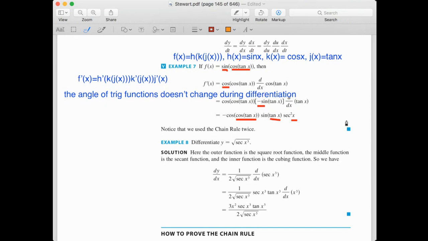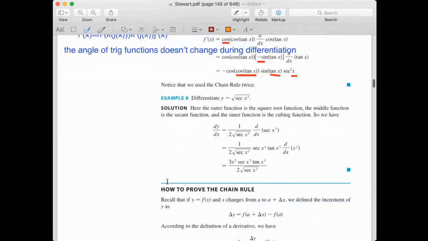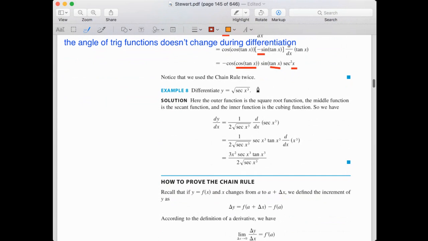Okay, any questions for this one? So you see composition functions can be finite and many, right? Okay, let's take a look at example 8. Differentiate y equals the square root of secant x cubed. Do we see 3 layers? The outside layer is a square root, the middle layer is a secant, the inner layer is a cube. Okay, let's just do that.